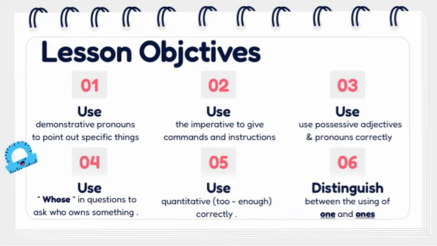Lastly, we'll practice using demonstrative pronouns to point out specific things and learn how to ask whose in questions to find out who owns something. These key points are crucial for improving your clarity and precision in English.